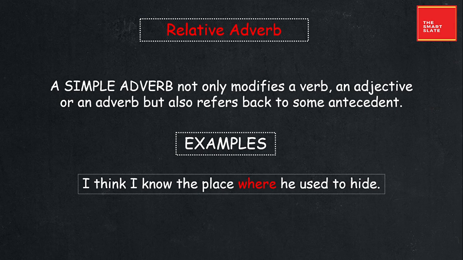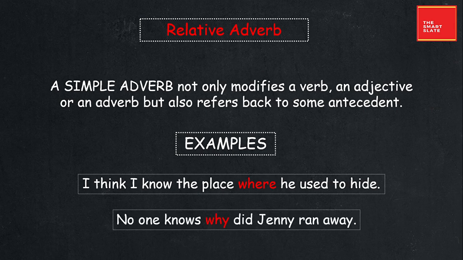That means I know the place where he used to hide. So you know something in the past. You try to link it with the thing which happened in the past. So where he used to hide, I know that place. So you have linked the two things using the relative adverb. You try to relate.